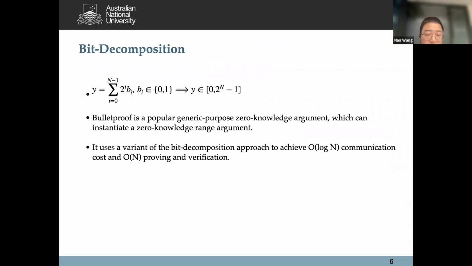Let me give a quick overview of the bit decomposition approach. The intuition is that if a value can be represented in binary format of length n, then it is in the range between 0 and 2^n minus 1. Bulletproof is a popular general-purpose zero-knowledge argument in the discrete logarithm setting for arithmetic circuit satisfiability, and Bulletproof can instantiate a range argument. It employs a variant of the bit decomposition approach to achieve log n communication complexity and linear proving and verification complexity.